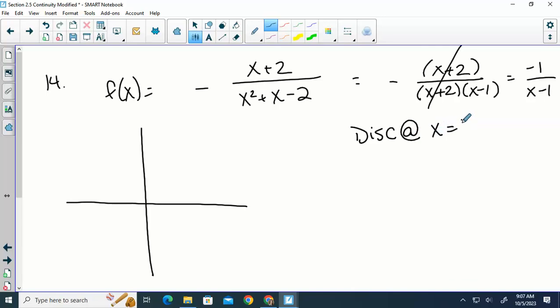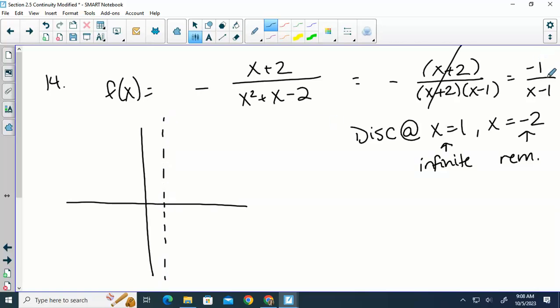At 1 and -2. What kind of discontinuity is 1? Infinite, because we'll have a vertical asymptote. If something cancels, what kind of discontinuity? Let's confirm it from the graph. So we know when we graph this, we can't plug in a 1, so that's a vertical asymptote.